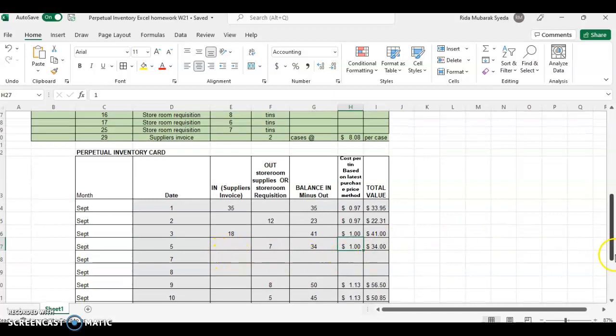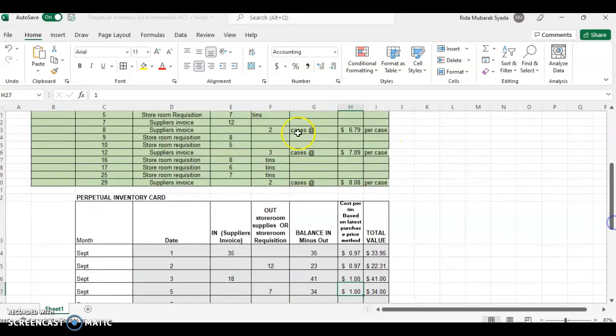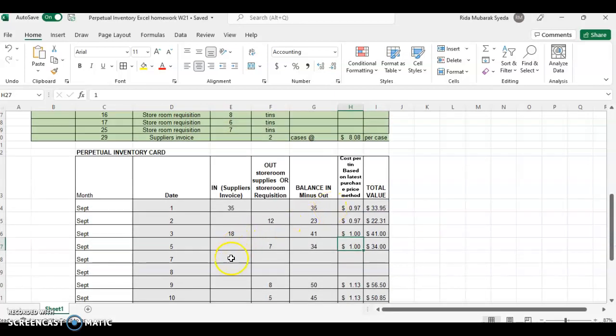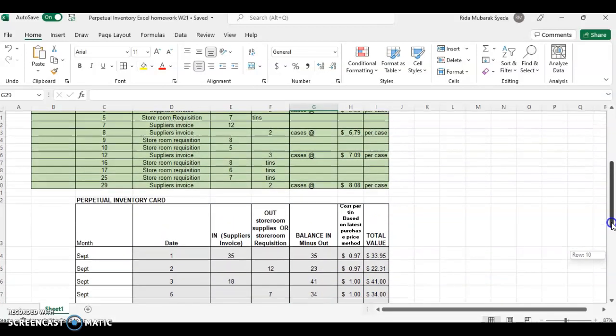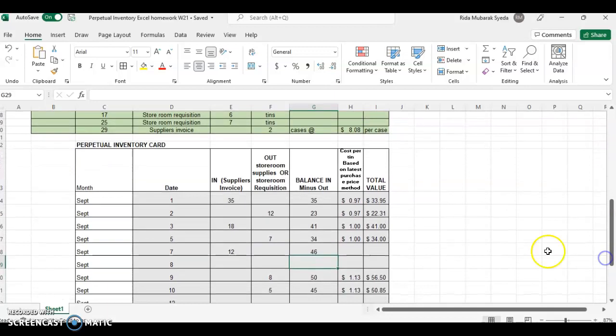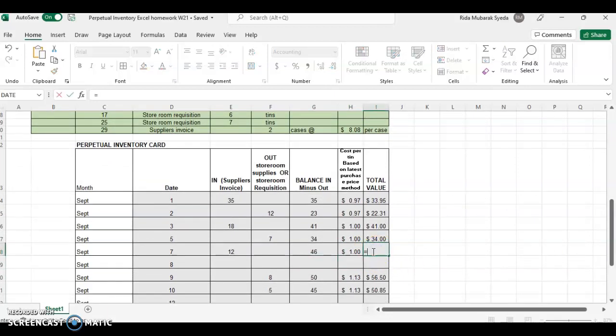Alright, for September 7th, we had an invoice of 12 tins. We'll add that 12 plus 34, and that gives us a value of 46. And since we did not have a new purchase value, we'll use the same value, which is $1, and we would multiply that by 46, and we would get $46.